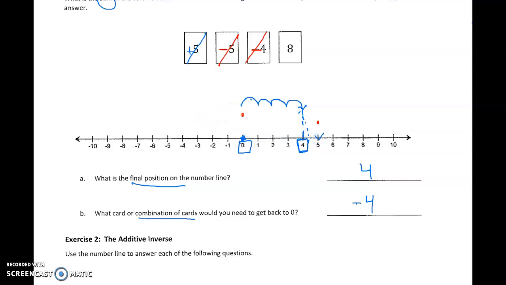Let me show you what I mean. Okay, so if I'm here at 4, what happens if I go 1 unit to the left, and now I'm at 3? So that would be a -1. Could I still make it to 0? Sure. What if I added 3 more? That would be at 0.